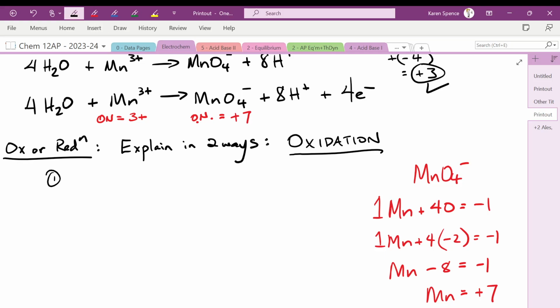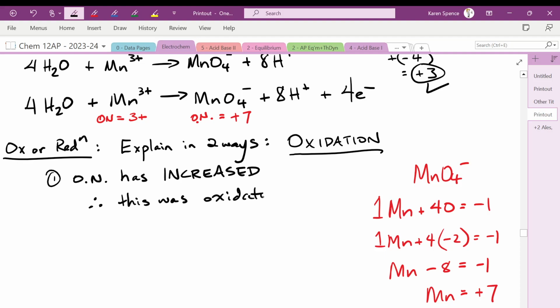So method number 1 of knowing that it was oxidation: our oxidation number has increased, therefore this was oxidation. Method 2. Electrons are lost. They are coming out of the half reaction.